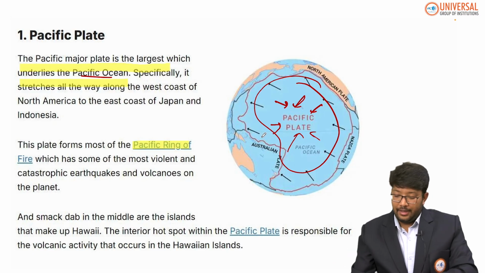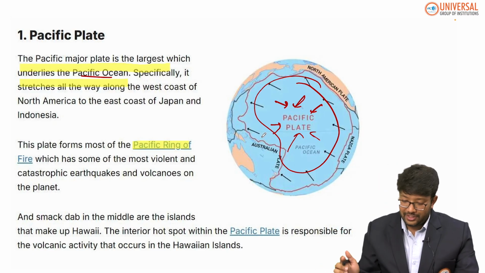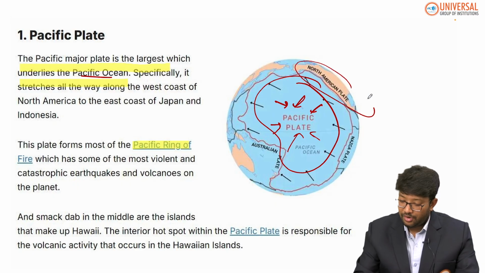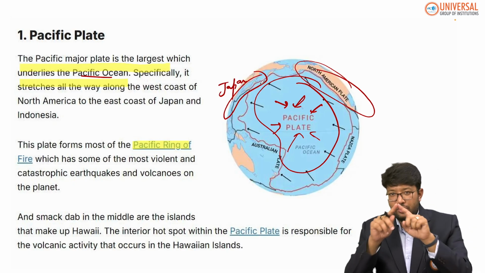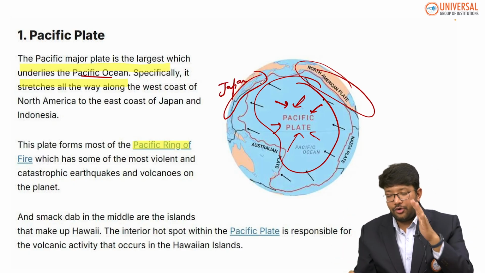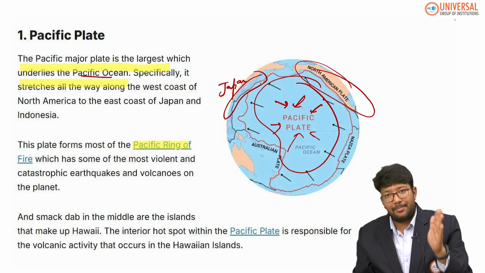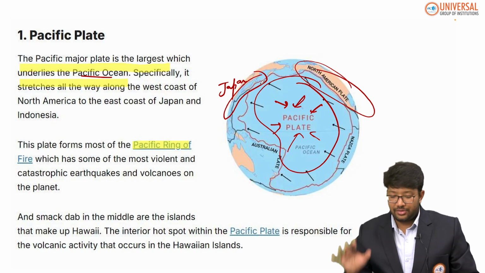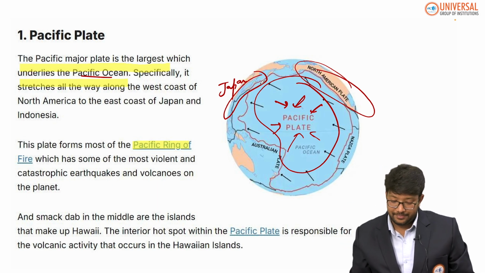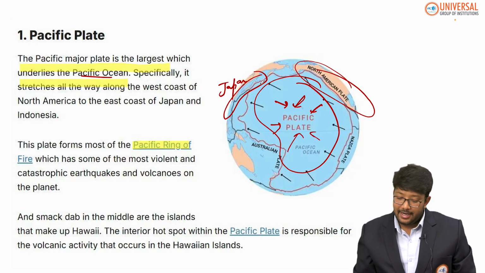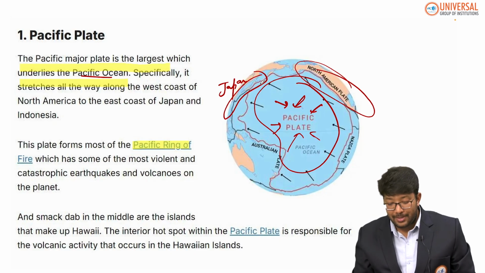And you can see the location of this particular plate. As we can see, this is North America. The west coast of North America and the east coast of Japan. This is Japan. So you can imagine the location now: the North American plate to the west, and Japan eastward. So this is the location of our Pacific plate, and this plate forms most of the Pacific Ring of Fire.